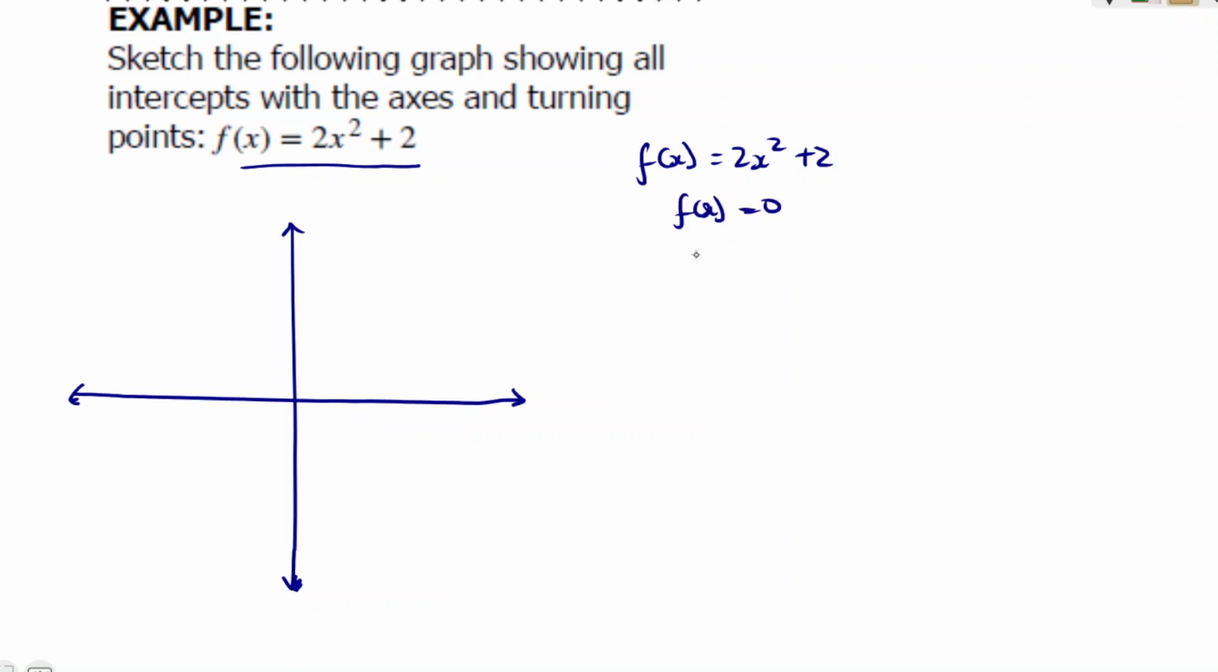So that means that we have 0 is equal to 2x squared plus 2. Now we're going to take this 2 to the other side. So I'm going to have 2x squared is equal to negative 2. So I took that 2 that was on the right, I took it to the left, so it became negative. So let me divide by 2 on the left, let me divide by 2 on the right. So I'm going to have now x squared is equal to negative 1.